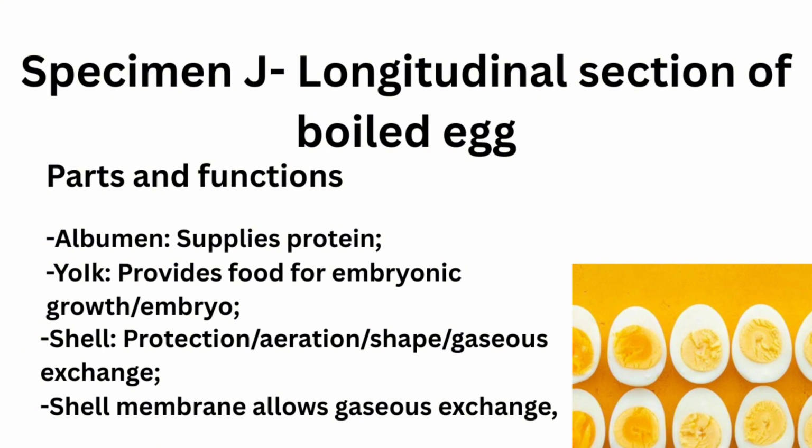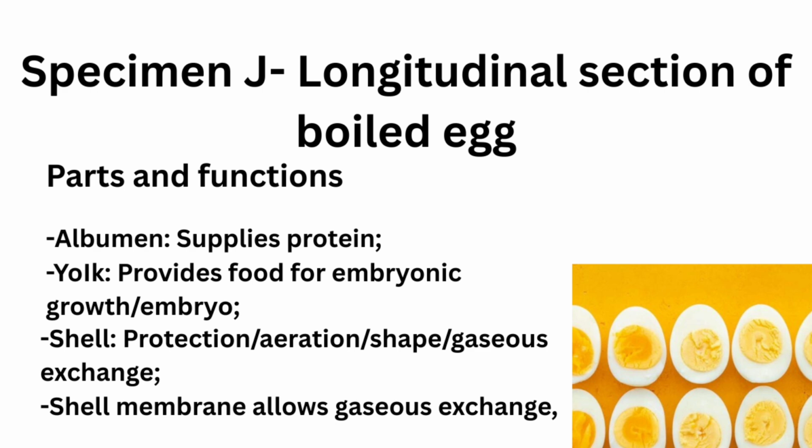Okay, so you have the albumin. What does the albumin do? It supplies protein. The yolk, what does it do? Provides food for embryonic growth and development, or the growth of the embryo. Thirdly, the shell. What does the shell do? Protection, aeration, shape, gaseous exchange. The shell membrane also allows gaseous exchange. So you have the shell membrane before you have the main shell. So these are likely questions that you should expect from specimen J.